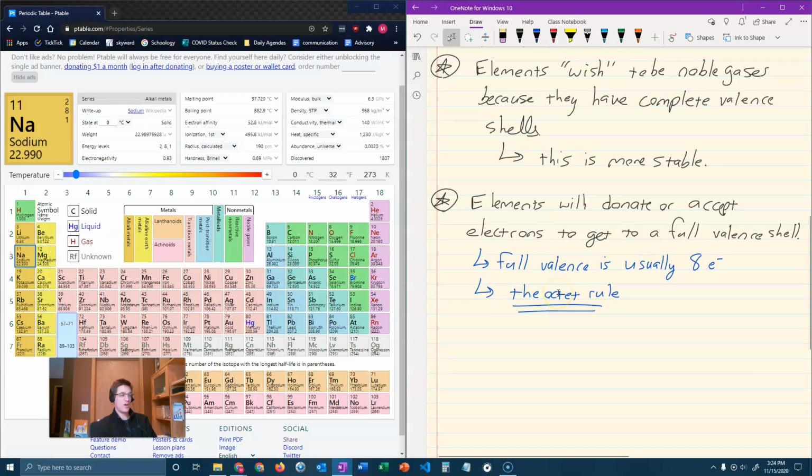Okay, elements want 8 electrons. Only one exception, helium's happy with 2. Everything else on the periodic table is shooting for 8. Okay, so again, let's look at some examples of how this happens.